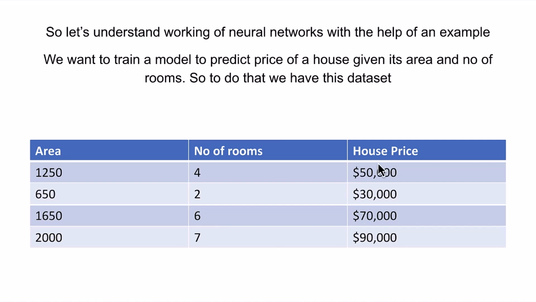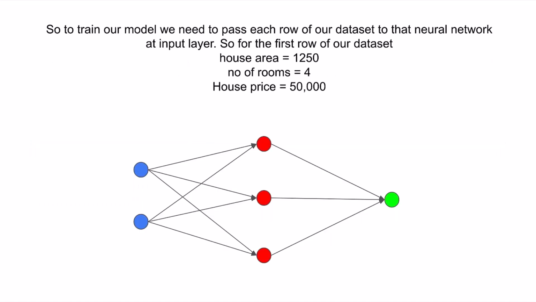And now to train our deep learning or neural network model on this particular dataset, we are going to pass each row of our dataset to our neural network. For the first row of our dataset, the house area is 1250 and the number of rooms is 4. And the actual price of that house is 50,000. So now we are going to pass the area and the number of rooms at the input layer. So we are going to pass 1250 for the area and 4 for the number of rooms.